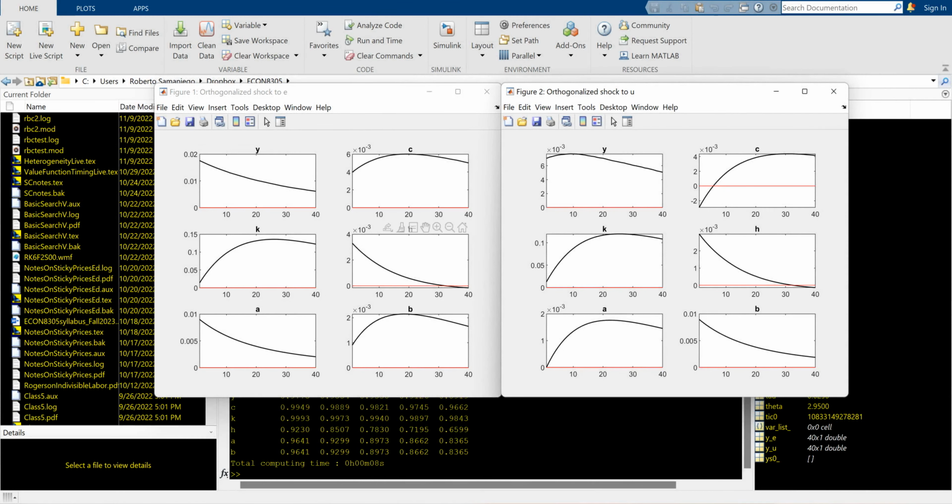Dynare also makes these figures. These are the impulse responses in the model to the different shocks. One shock is epsilon, the other shock is u. So this is the impact on output, consumption, capital, and so on of a one standard deviation positive shock to epsilon, and here is the same for nu. Alright, that's in a nutshell how you can simulate a business cycle model with Dynare. The example we went through is pretty straightforward, but Dynare can handle much larger, much more complicated systems. Go ahead and give it a try.